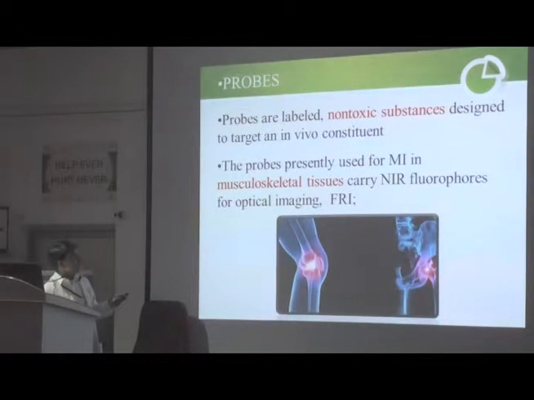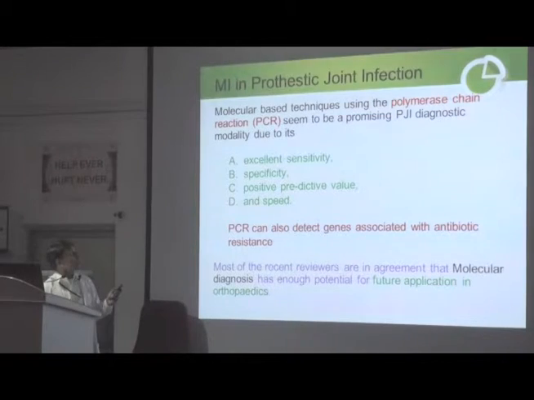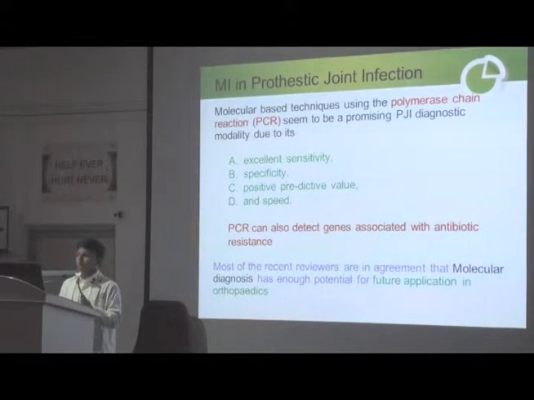Designed to target in vivo. The probes presently used for molecular imaging of musculoskeletal tissues carry an NIR fluorophore for optical imaging. Here it can also detect prosthetic joint infections.